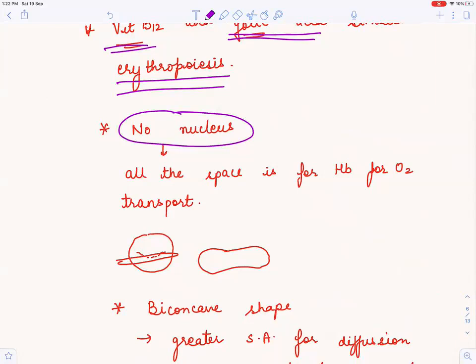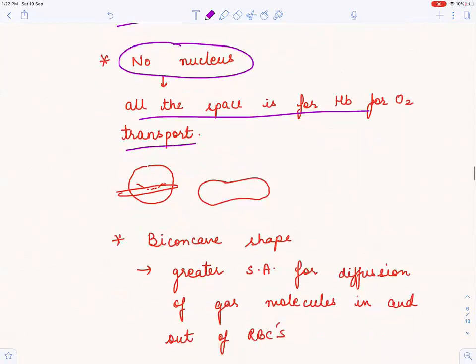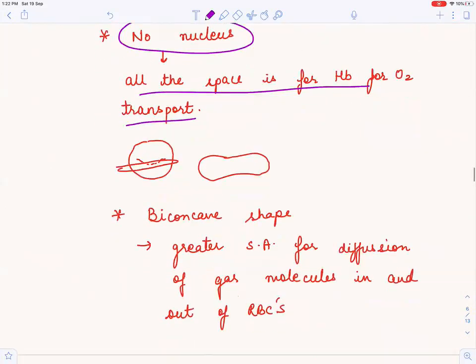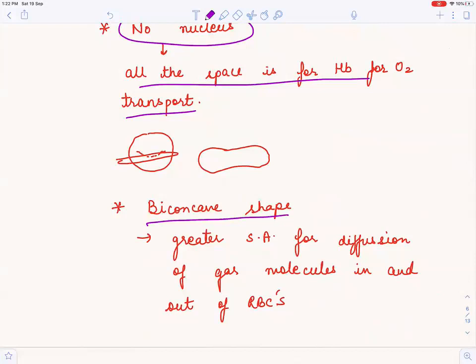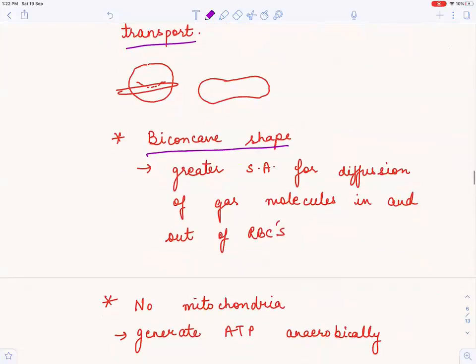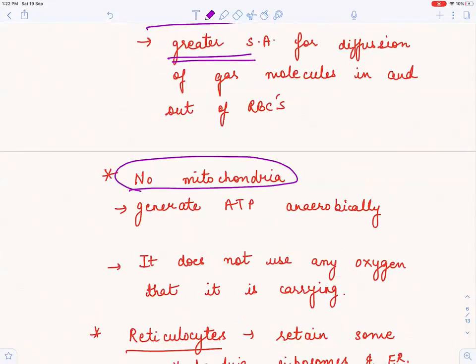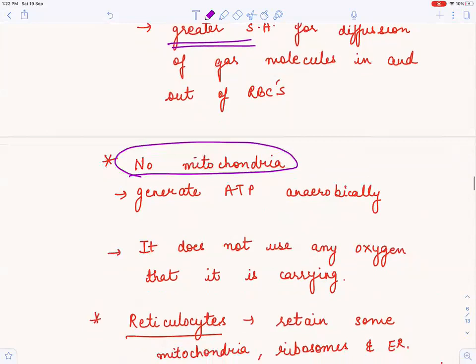RBCs have no nucleus, so that the space is for hemoglobin for oxygen transport. And it is biconcave in shape, so that there is greater surface area for diffusion of gas molecules in and out of RBC. We also saw that there is no mitochondria, so that it does not use any of the oxygen that it is carrying.